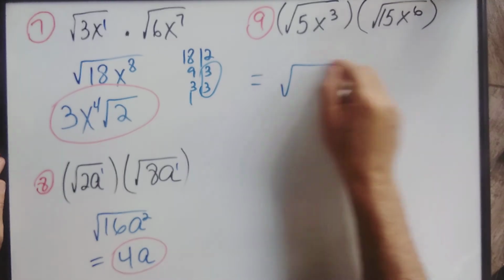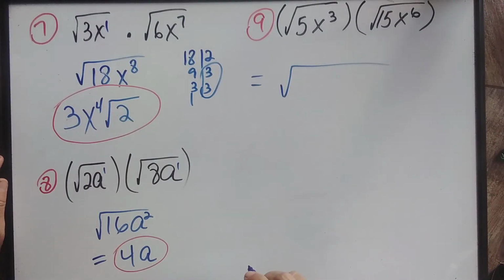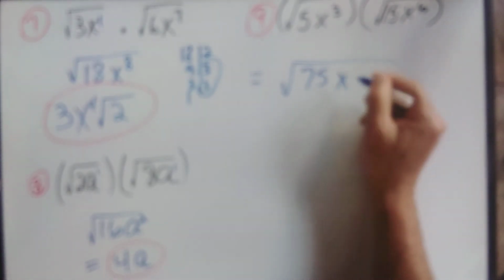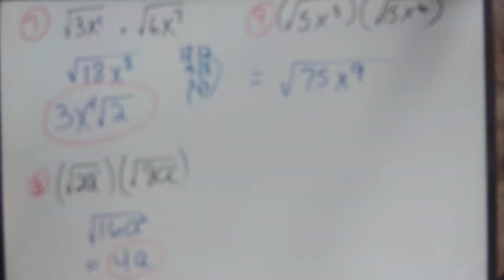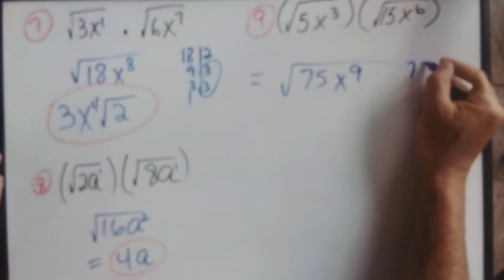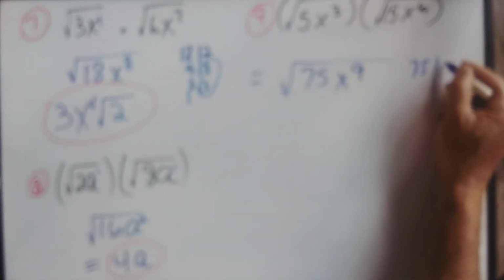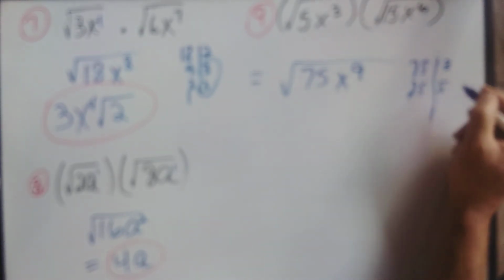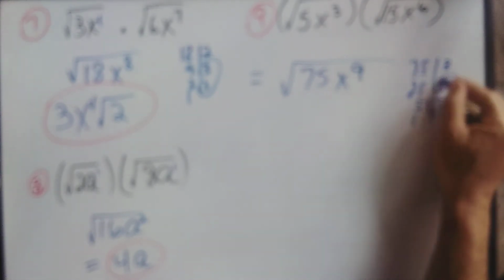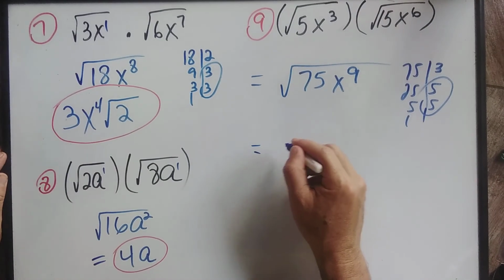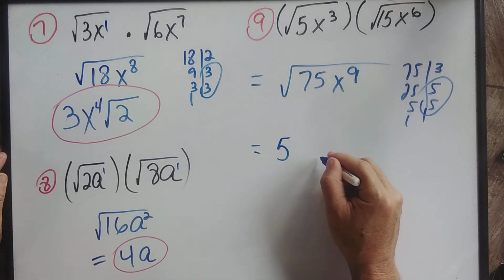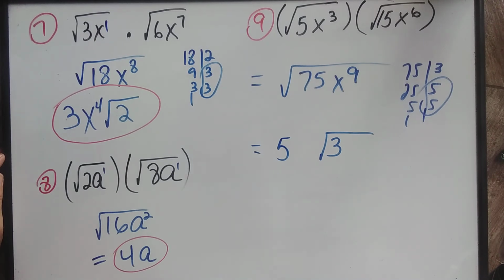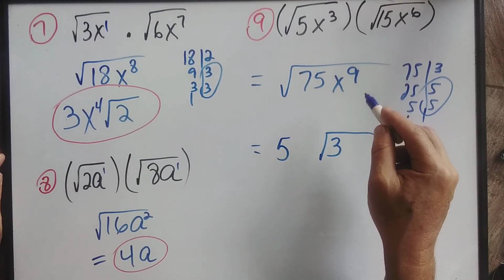We multiply the numbers. 5 times 15 is 75. x to the third times x to the 6 is x to the 9th. We do a prime factorization on 75. Divide by 3, 25 by 5, 5 by 5, 1. So it's 5 radical 3. So as far as the numbers go, I got a 5 outside and a 3 inside.